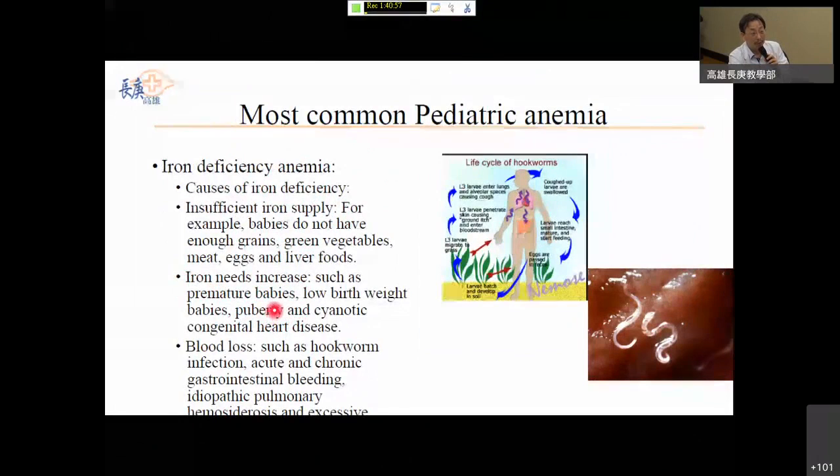Like the premature baby, a low birth weight baby, or puberty, like in young female teenagers, or cyanotic heart diseases, some even can be caused by chronic blood loss, like hookworm infection, or chronic GI tract bleeding, and so on. And here is an example of hookworm infection. During earlier days, when Taiwan was still in its agricultural period, the farmers tended to go to the rice field with their bare feet, okay?